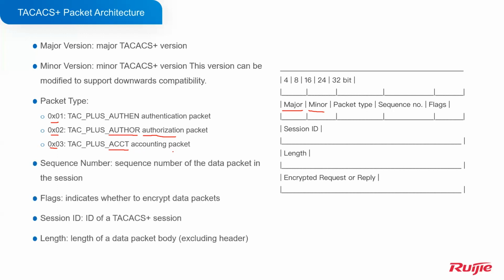Okay, the next field is the sequence number of the data packet in the session. Flags indicates whether to encrypt data packets. And the session ID is the ID of the TACACS+ session. Length obviously is the length of the data packet body. And the length here does not include the header length. Okay, next, let's see the TACACS+ basic configuration.